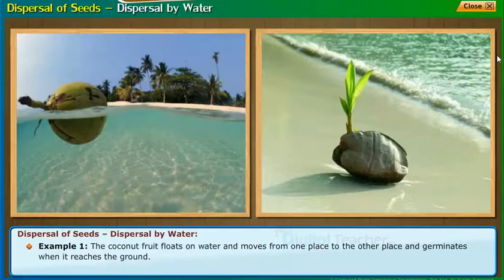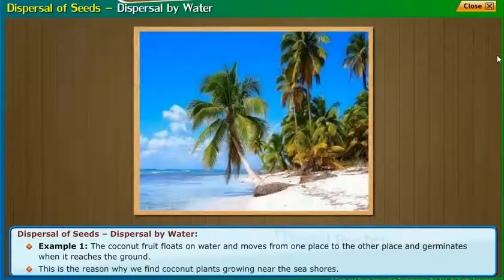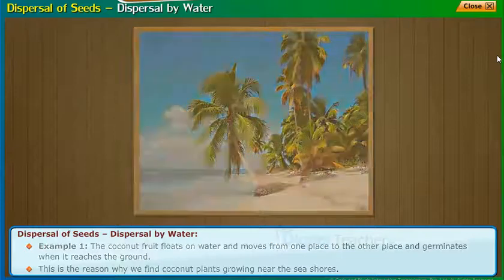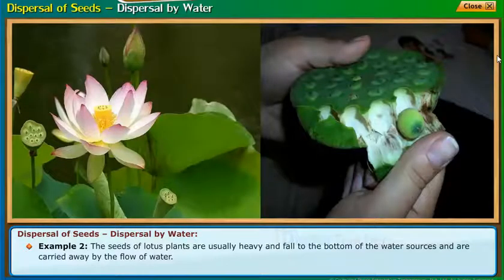it reaches the ground. This is the reason why we find coconut plants growing near the seashores. Example 2. The seeds of lotus plants are usually heavy and fall to the bottom of the water sources and are carried away by the flow of water.